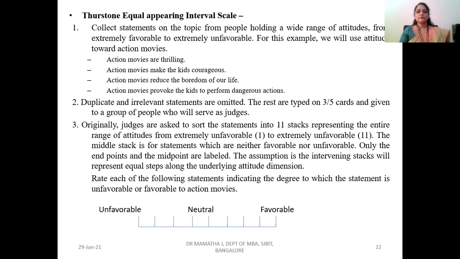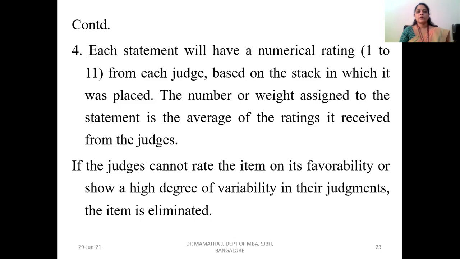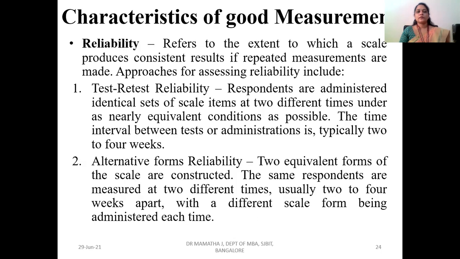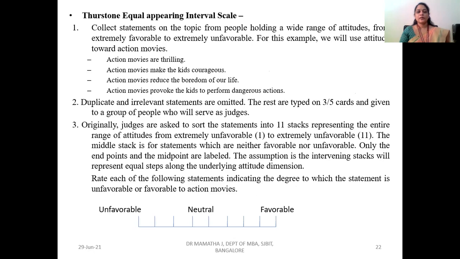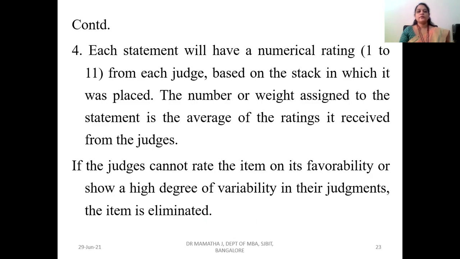Okay. Provoking kids to perform dangerous action means a negative statement. It is unfavorable. So you can put it towards unfavorable, one, two, three. If you say it makes kids courageous, it is a positive statement. You can put it under the favorable category. So this is how you are preparing the stack of 11 from extremely unfavorable 1 to extremely favorable 11. Okay, and you are measuring the opinions, the attitudes. Okay, so this is called the Thurston equal appearing interval scale. These are the different advanced scales.